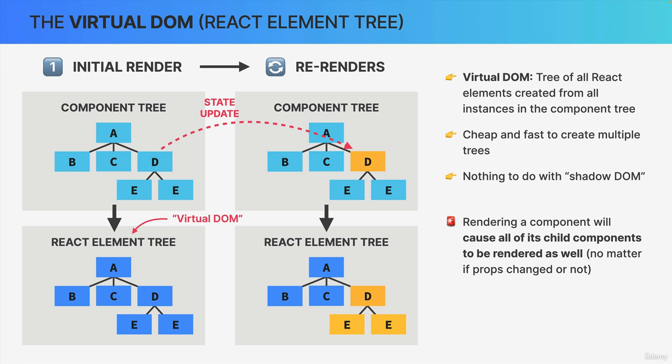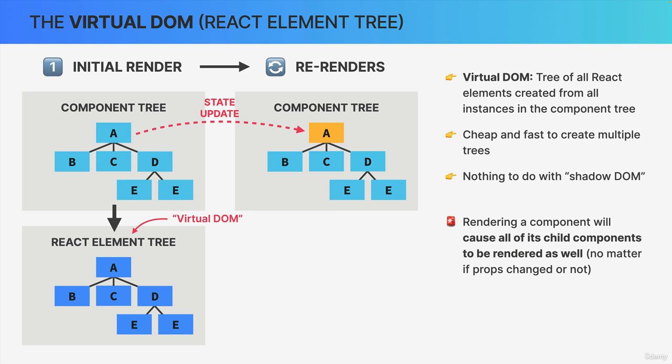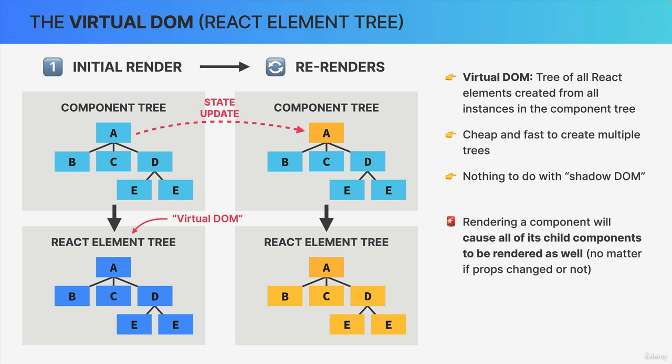This means that if you update the highest component in a component tree, in this example component A, then the entire application will actually be re-rendered. Now this may sound crazy, but React uses this strategy because it doesn't know beforehand whether an update in a component will affect the child components or not. And so by default, React prefers to play it safe and just render everything.